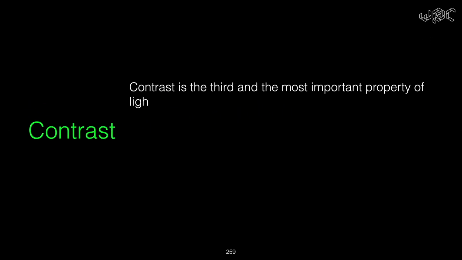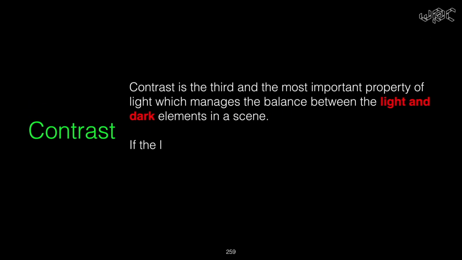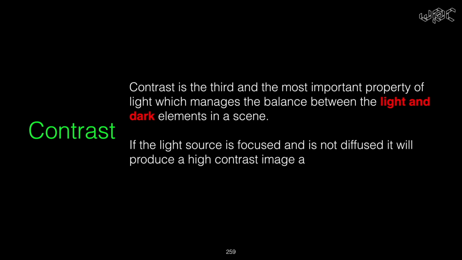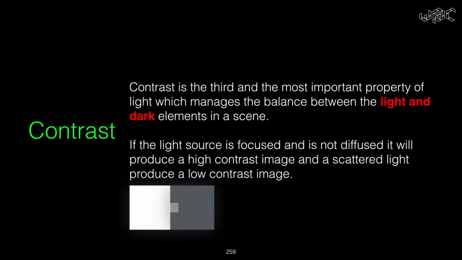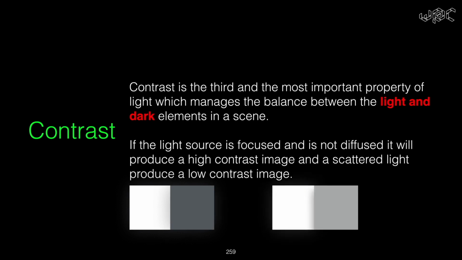Contrast is the third and most important property of light, which manages the balance between the light and the dark elements in the scene. If the light source is focused and is not diffuse, it will reduce high contrast images, and on the other hand, scattered light produces low contrast images.